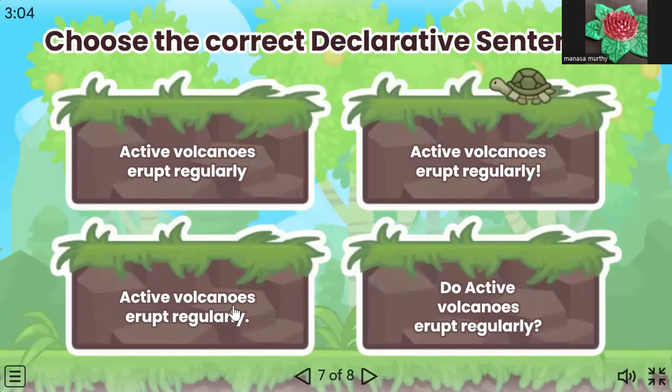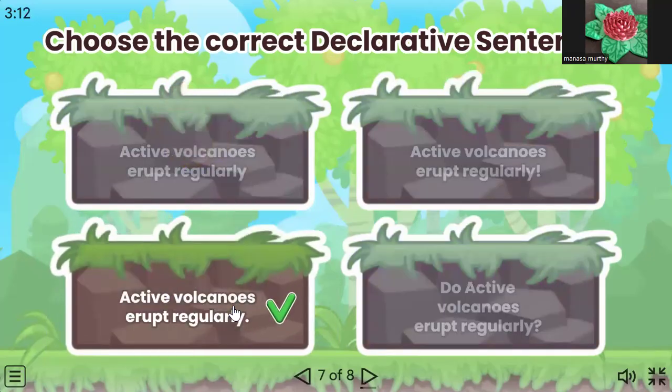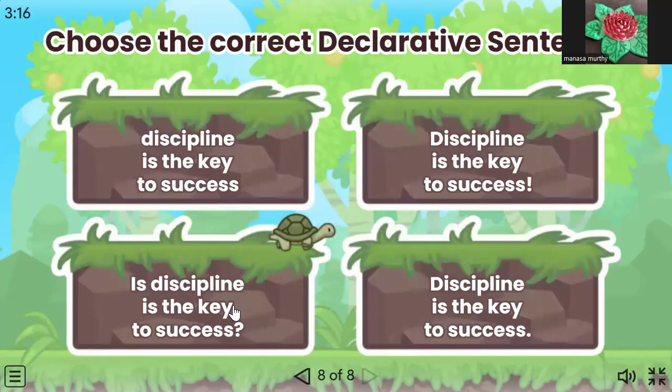Active volcanoes erupt regularly. It is the third one. One has a full stop, one is without a full stop, and one is in exclamatory form. All these things we need to look into before we choose the correct one.